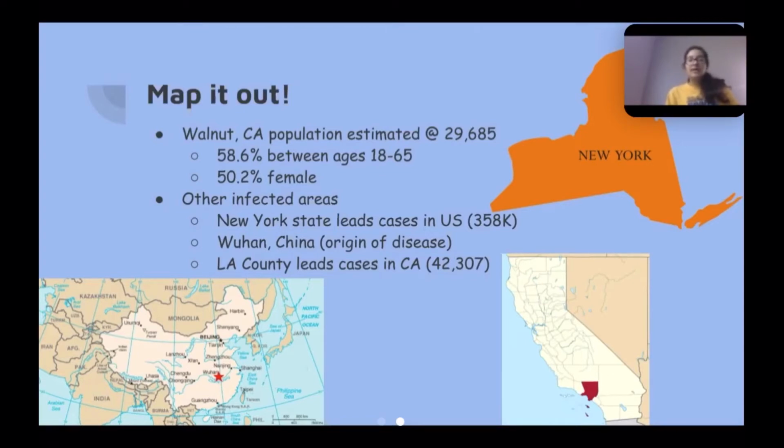Let's look at the other infected areas. As I said earlier, New York State leads the cases in the U.S. They have about 358,000, give or take a few. Wuhan, China is the origin of the disease. That's where it is said to have broken out, and that's where it originated from. In California, LA County leads the cases with about 42,307 cases.